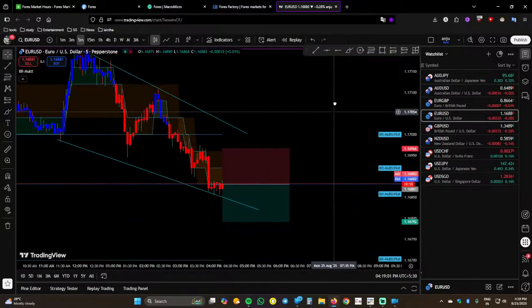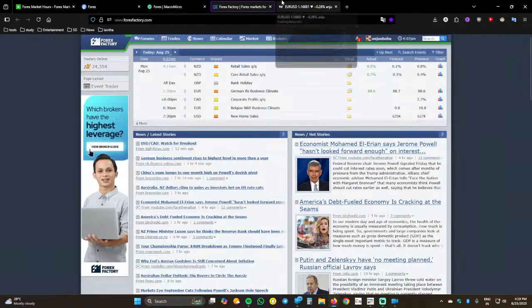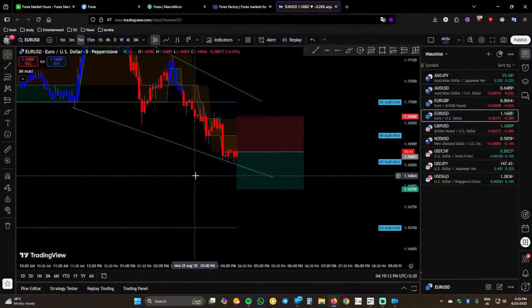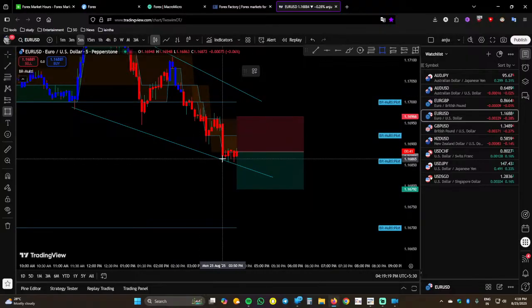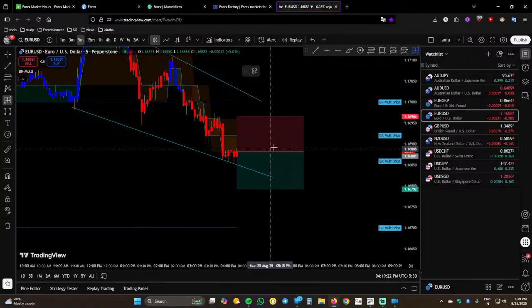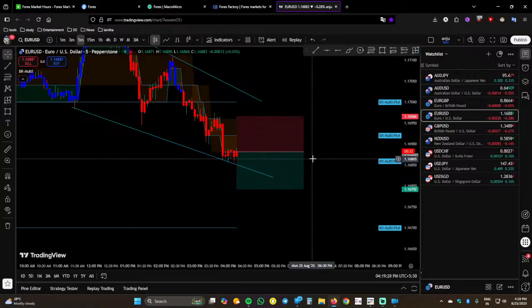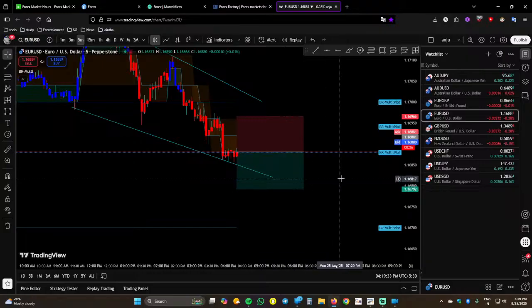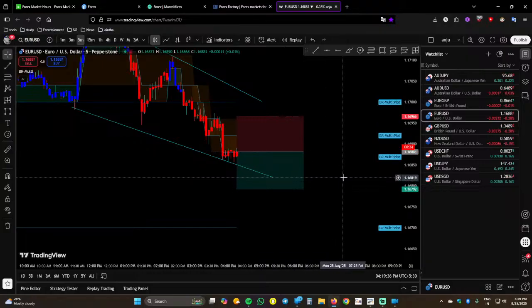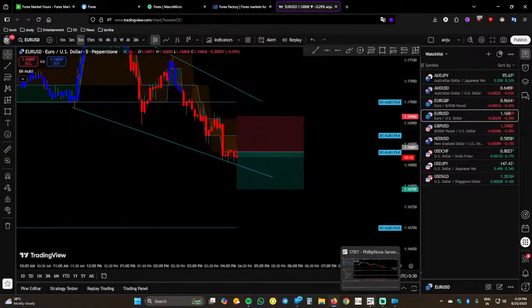This should happen because Euro is weak and USD is strong. The only thing is we have to break this support. Price has been holding up at this price level for the last 30 minutes. So we have to break this and form a new box. So we'll wait for the price to form a new box.